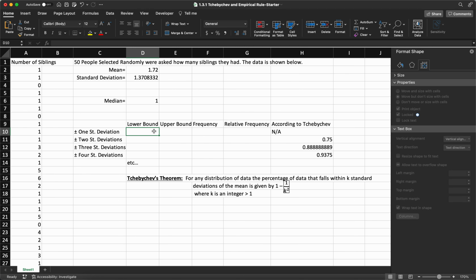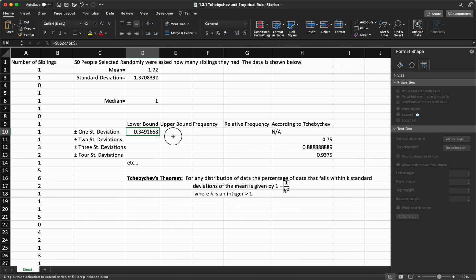So to find the interval that's 1 standard deviation away from the mean, I'm going to take the mean. If you use function 4, you can lock the reference to that mean, and I'm going to subtract 1 standard deviation from that mean. That's the lower bound: 1 standard deviation below the mean would be at 0.349.